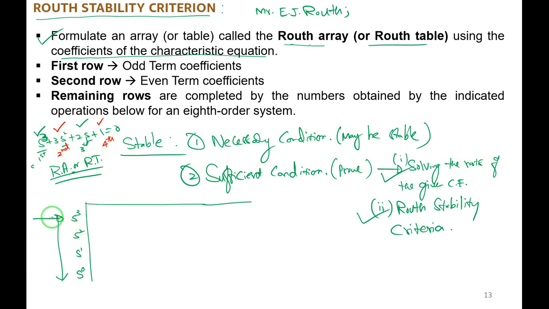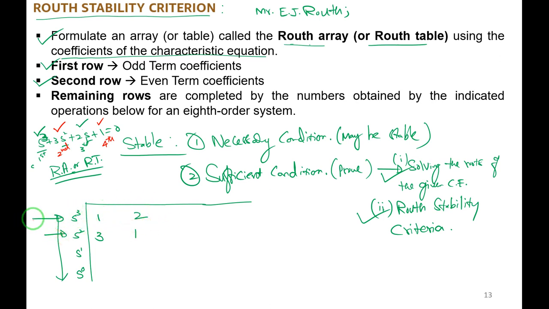So in the first row, first fill the odd term coefficients. The coefficient of the first term is 1 here. Then the other odd term, the third term, its coefficient is 2. The fifth term is not there, over. Then fill up the second row with the even term coefficients, the second term and fourth term. The second term's coefficient is 3. The fourth term, s power 0, its coefficient is 1. Okay, you came to know how to fill the first row and second row.